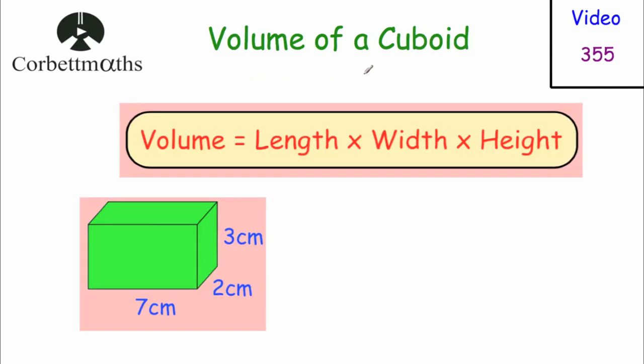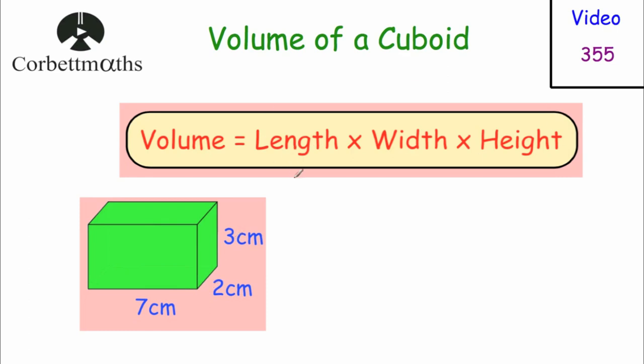Okay, our next topic is to find the volume of a cuboid. So here's a cuboid, and we may need to find the volume of it. And the volume of a cuboid, this is from the Corbettmaths revision card, the volume is equal to length times width times height. So if we look at this cuboid, the length and the width and the height are given to us, which is 7, 2, and 3.